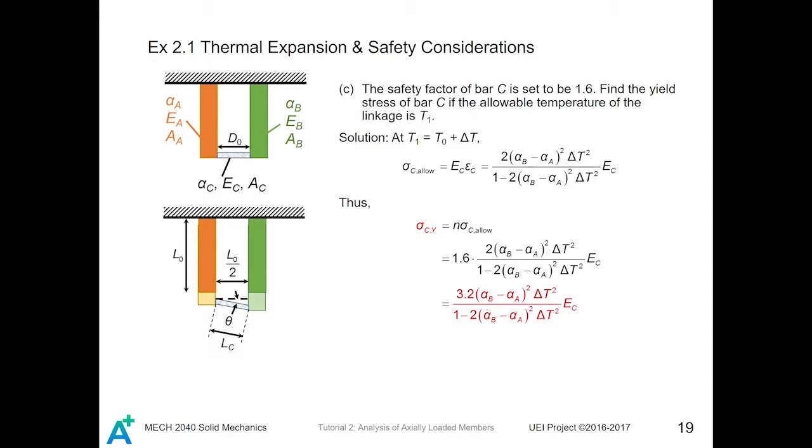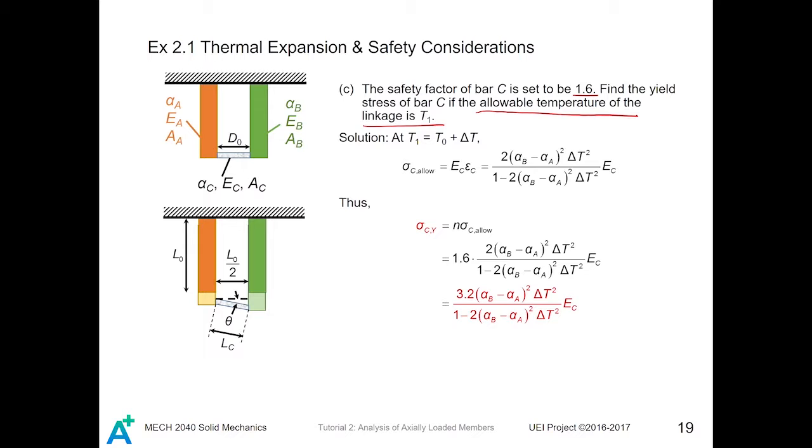Now we consider the safety of this bar because we don't want to harm this bar. We don't want this bar to be permanently deformed by overwhelming load. Now we set the safety factor to be 1.6. Find the yield stress of bar A if the allowable temperature is T1. So what does that mean?